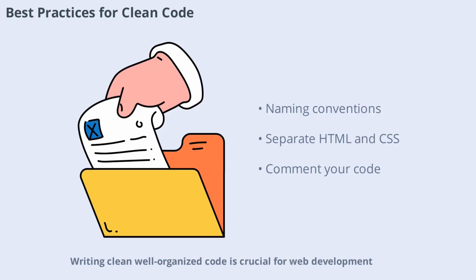Writing clean, well-organized code is crucial for web development. Use clear naming conventions, keep your HTML and CSS separate, and comment your code where necessary. Clean code is easier to debug, maintain, and share with others.